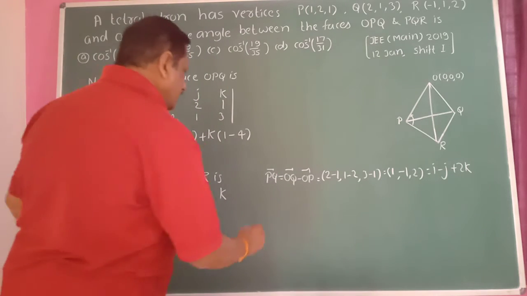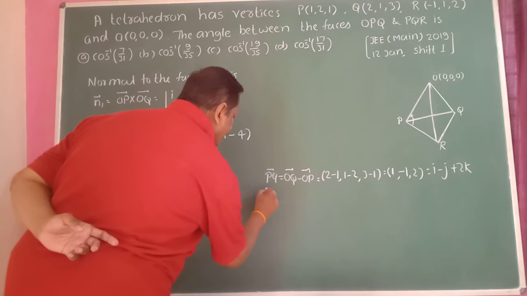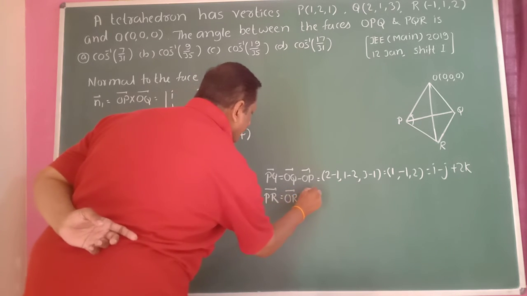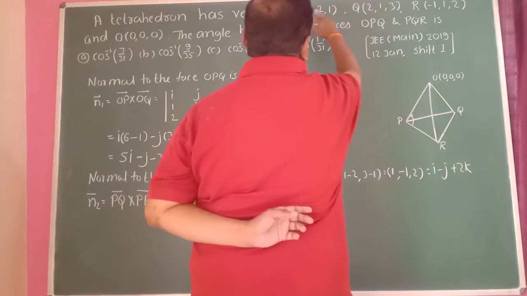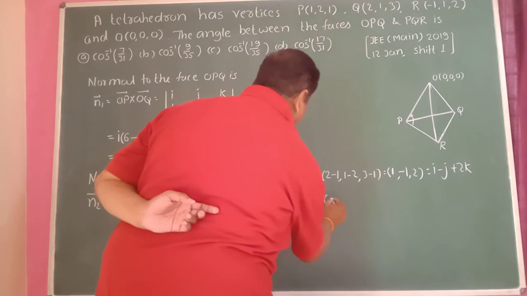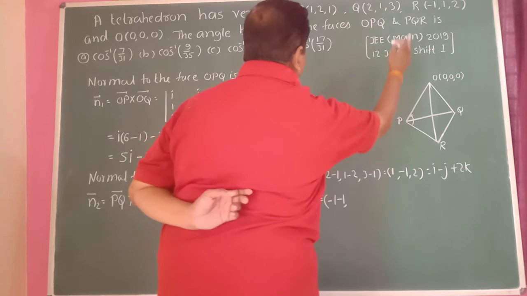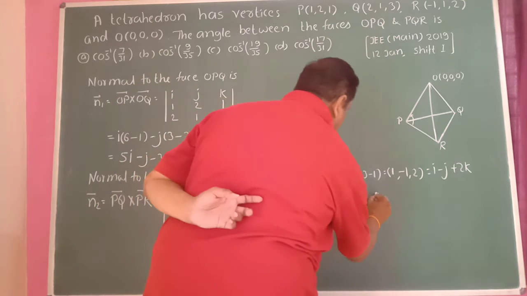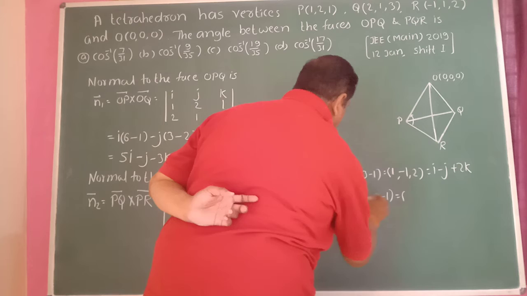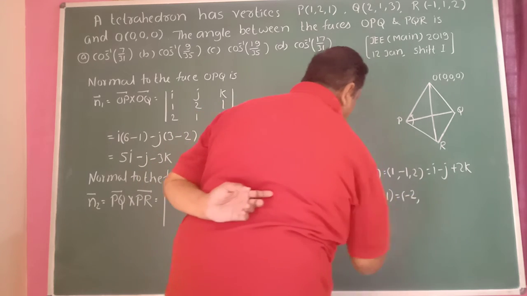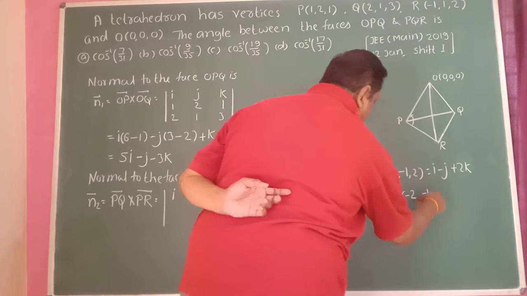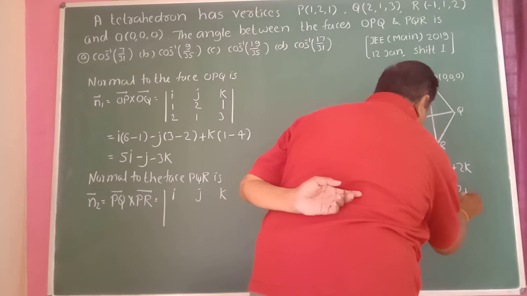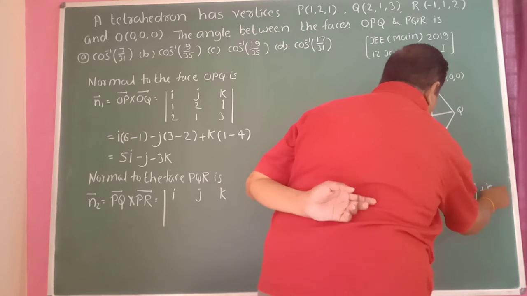Then PR is given by OR minus OP. So minus 1 minus 1, 1 minus 2, 2 minus 1. So minus 1 minus 1 is minus 2, 1 minus 2 is minus 1, 2 minus 1 is 1. That is minus 2i minus j plus k.